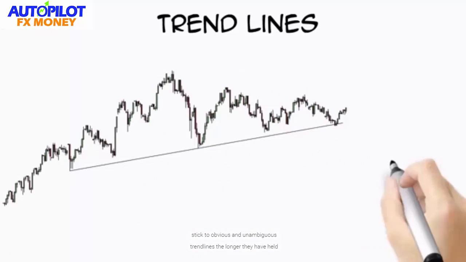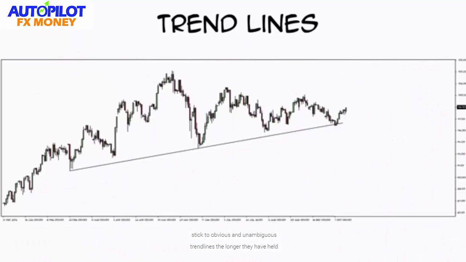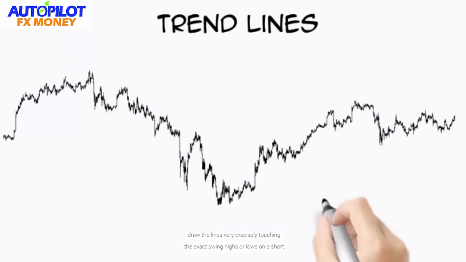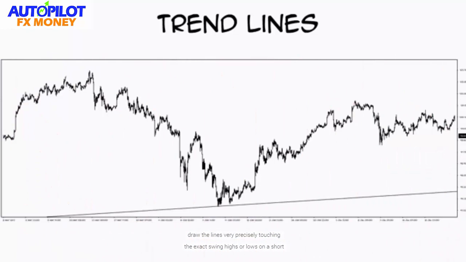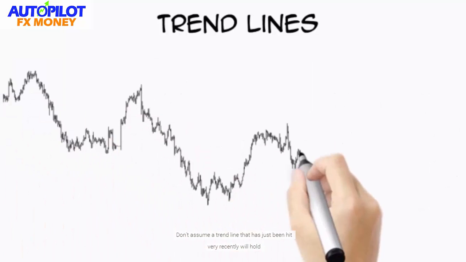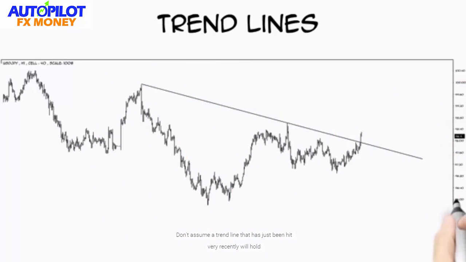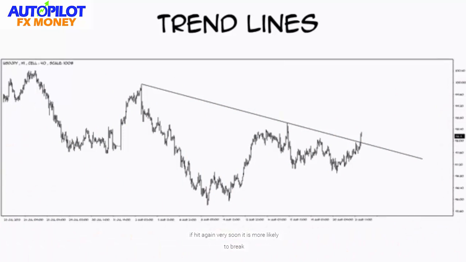Stick to obvious and unambiguous trend lines. The longer they have held and the fewer hits they have had, the better, although a trend line should always have at least 2 hits. Draw the lines very precisely, touching the exact swing highs or lows on a short-term chart. Do not assume a trend line that has just been hit very recently will hold if hit again very soon. It is more likely to break.